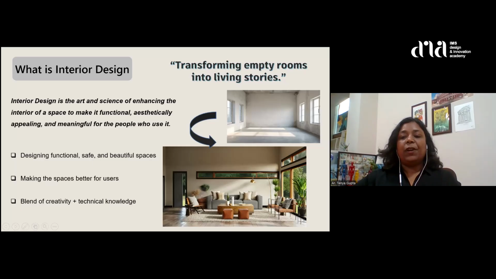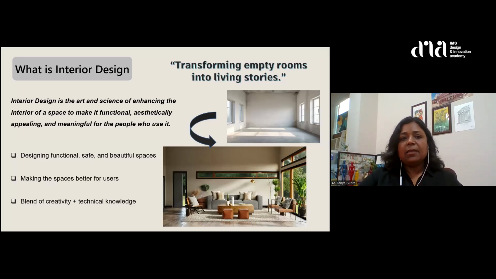So the major role of interior design is to transform blank spaces into usable spaces with aesthetic appeal as well. One should design functional, safe and beautiful spaces. Function and aesthetics are an integral part of any design, making the spaces better for users. Whenever we are designing for someone, the product or space should be designed in a way that makes the life of the people better. And it is a blend of creativity and technical knowledge.